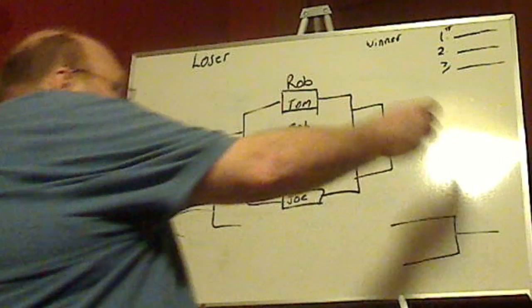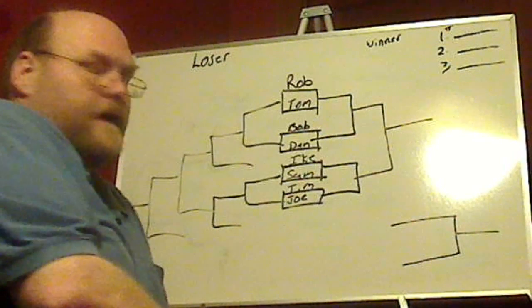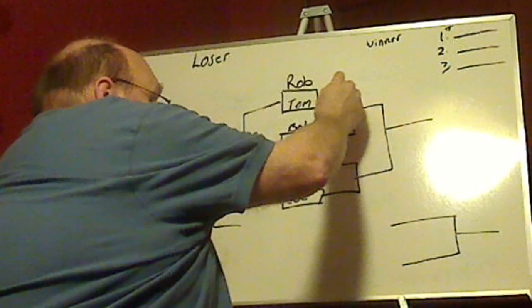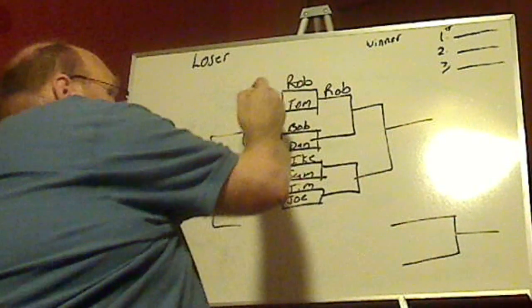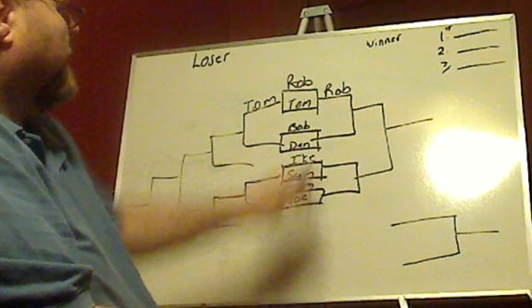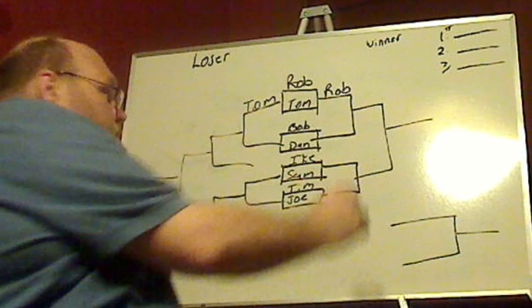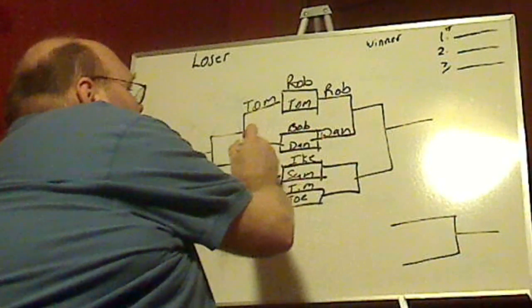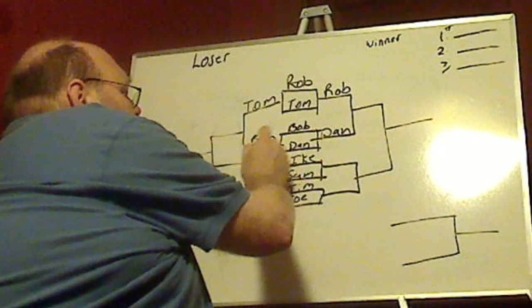Our first race is going to be between Rob and Tom. Okay, let's say Rob wins. We're going to move Rob over here to the right. Okay, we're going to move Tom to the left. We're going to go to our second race, Bob and Dan. Let's say Dan won, so we're going to move Dan to the right, Bob to the left.